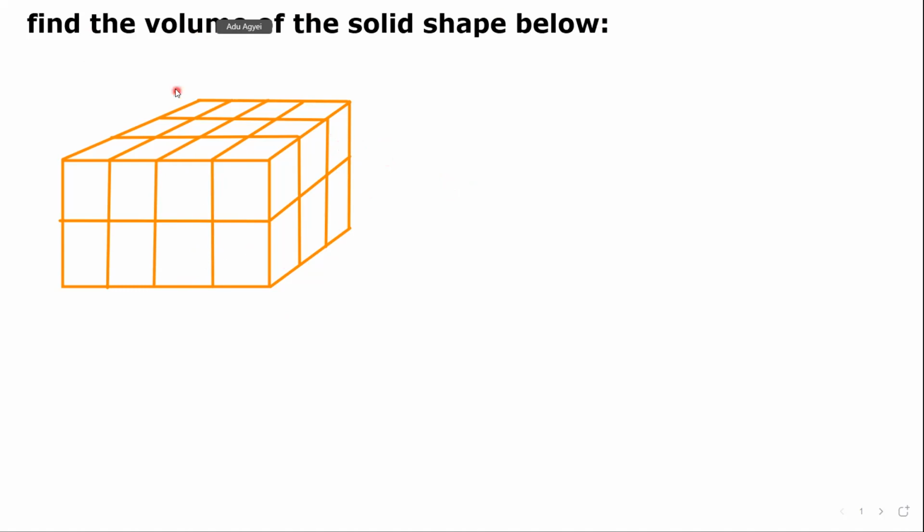So you first use the counting cubes method by counting the number of cubes that occupy the spaces here. Because we said the volume is the amount of space that a container or a box has. So let's count the number of cubes that occupy the spaces that you have here, and that will be the volume. Good. So let me write my solution first.